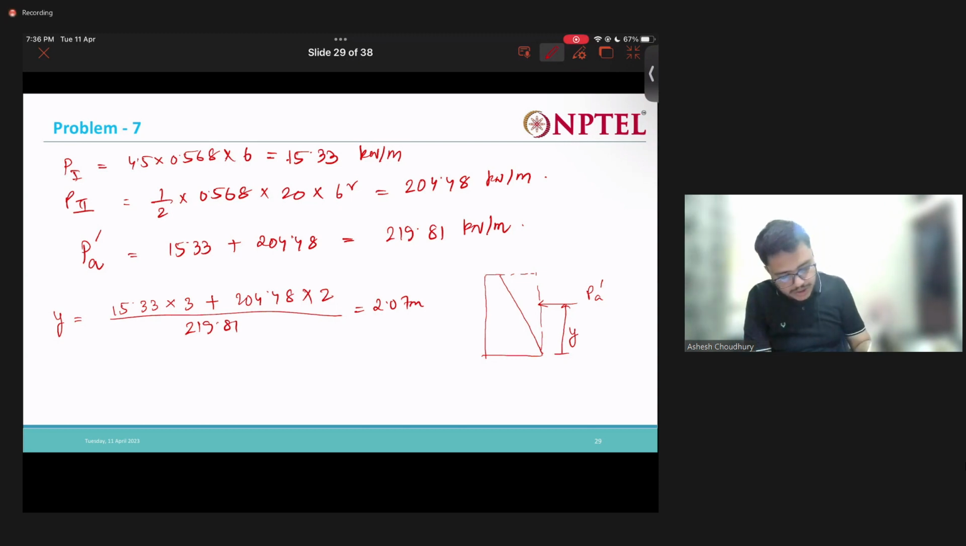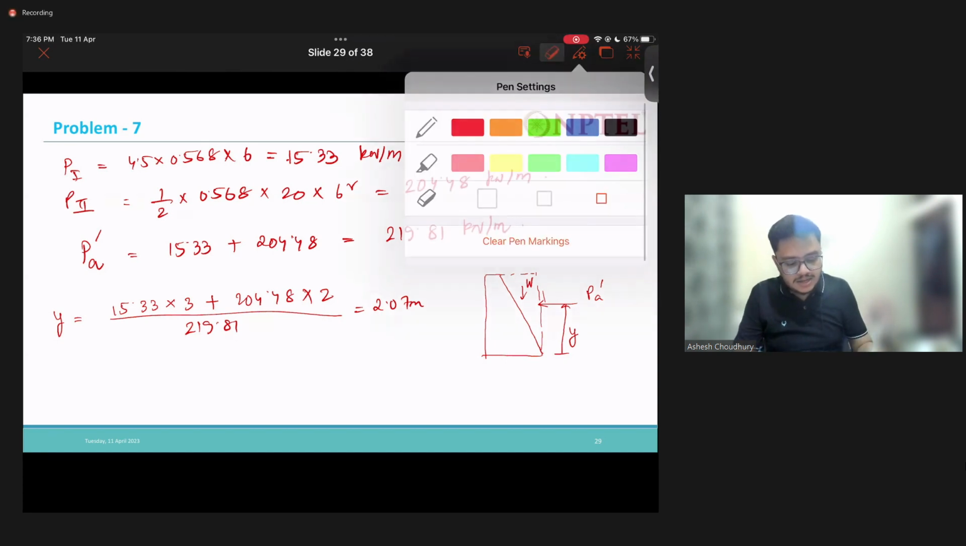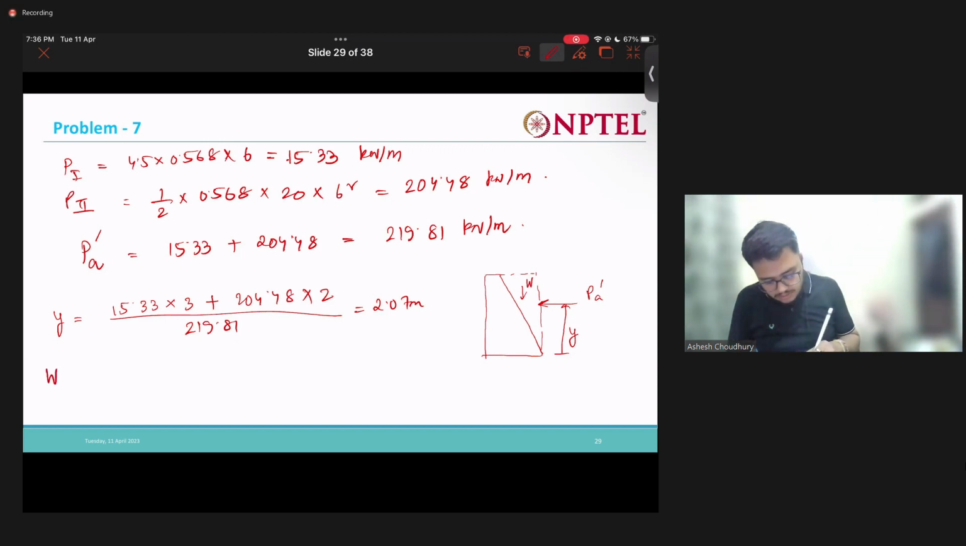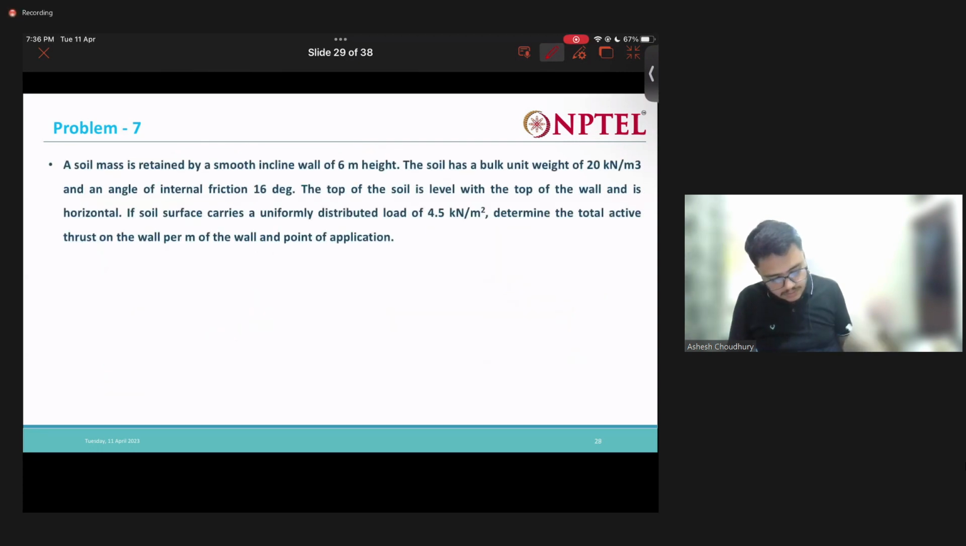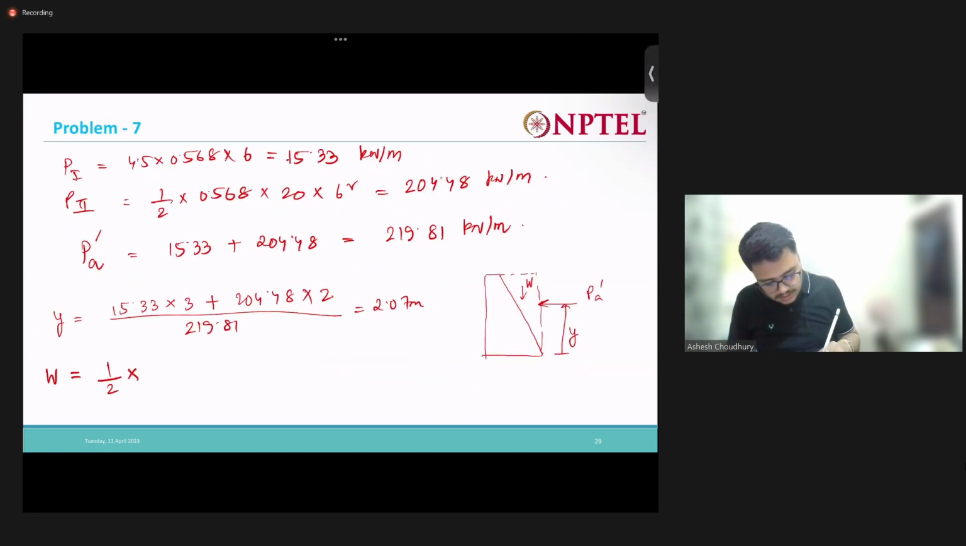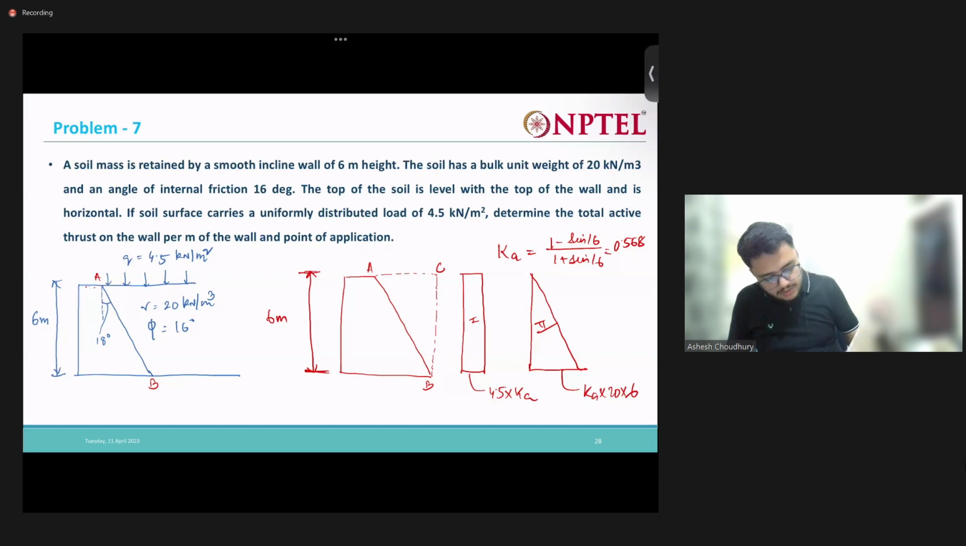Now, in this wedge there is soil, so the weight is acting downwards, right? In this part some soil is there. Due to the soil, which has a weight, some weight W is acting downwards. Now let us find this W. W is nothing but half into 6 into AC into BC. So what will be AC?